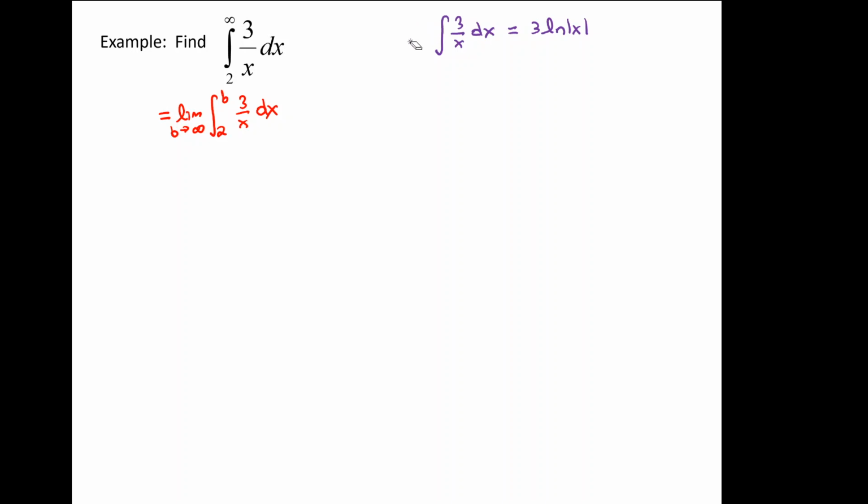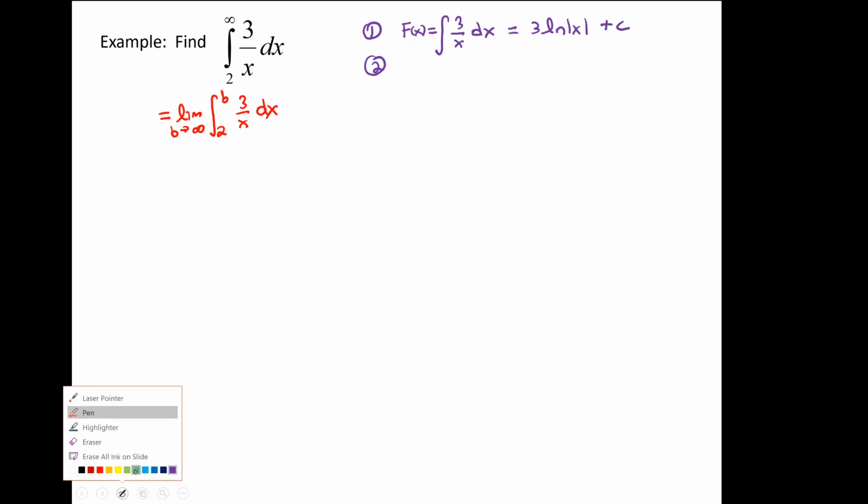Oh, and of course this has a name. This is capital F of x. This is our antiderivative that we're calculating. Step 2, well, I'll put the plus c here and then I explicitly cancel it out because it's been a while since I wrote it. It's going to cancel when we plug in the bounds, so it's not necessary to keep.